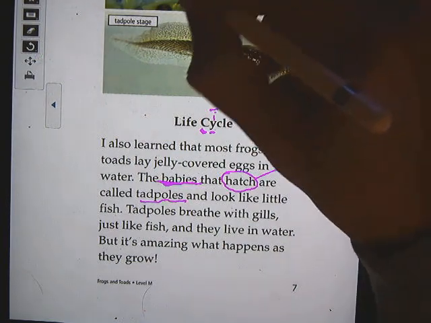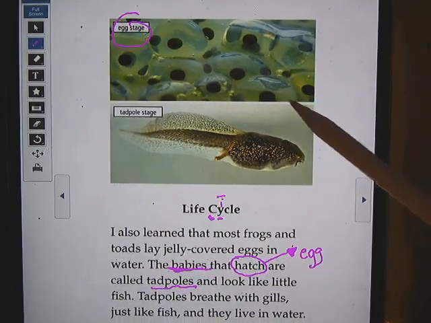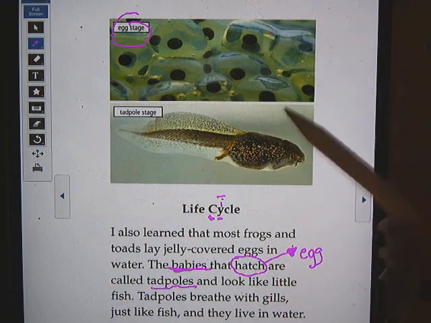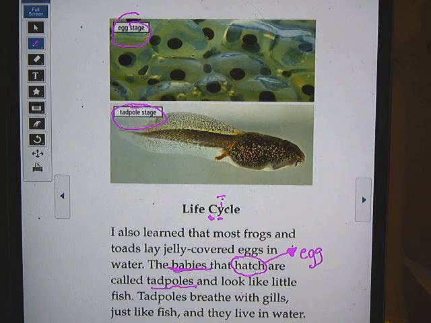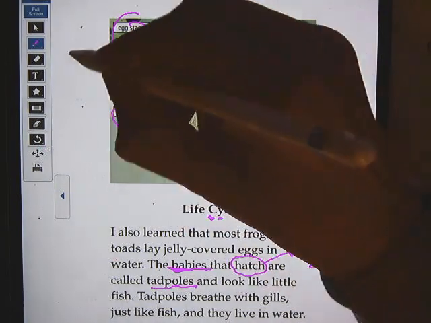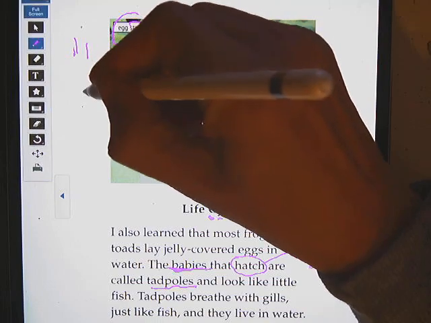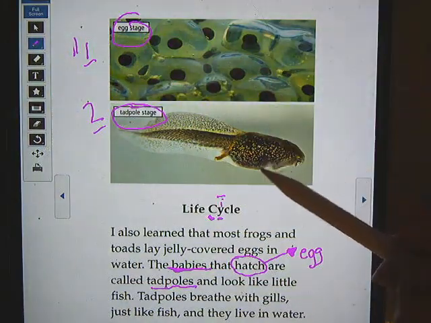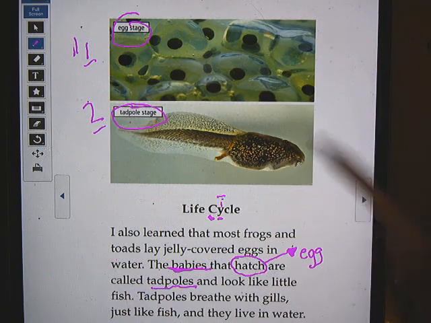So right here we've got an egg. If we look at this picture here, they start off as eggs and they hatch. And when they hatch, then they become known as the tadpole. So this is part of the cycle. So this is stage 1. This is the second stage they go through. And look how very different. They start off looking like this, and then eventually they look like this.